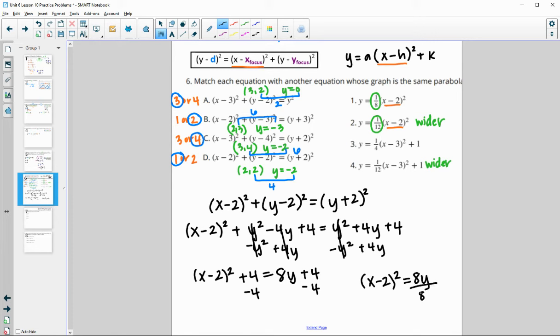So then we would divide by 8 to both sides. And this is where you see the 1/8 coming into play. So we would get y equals, I'm just going to put the y by itself over here, 1/8 x minus 2 squared. So this was this bottom one and it matched this top. So you could multiply out to vertex form in all of them as well.